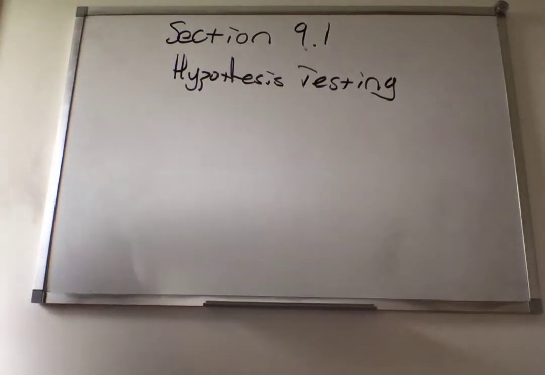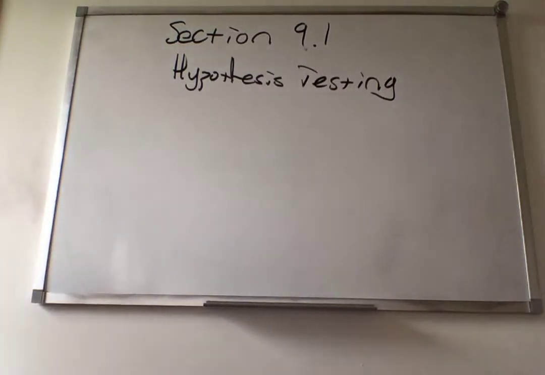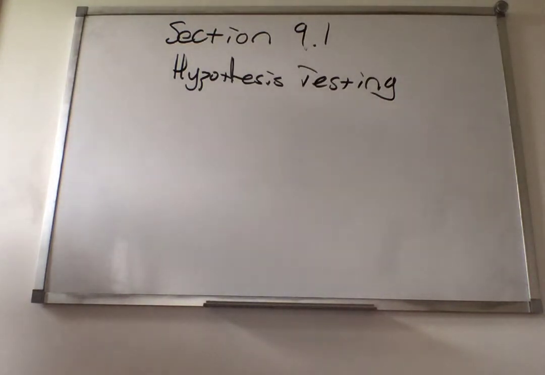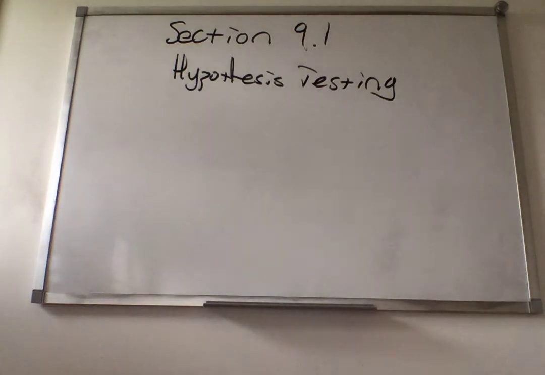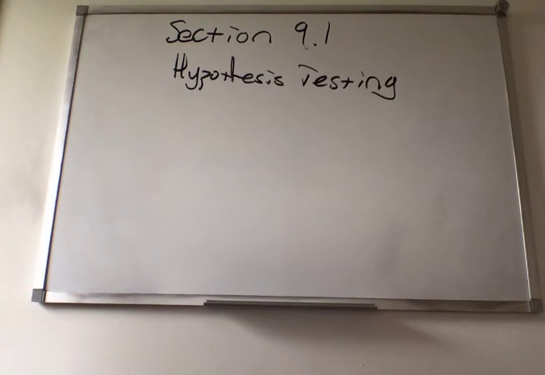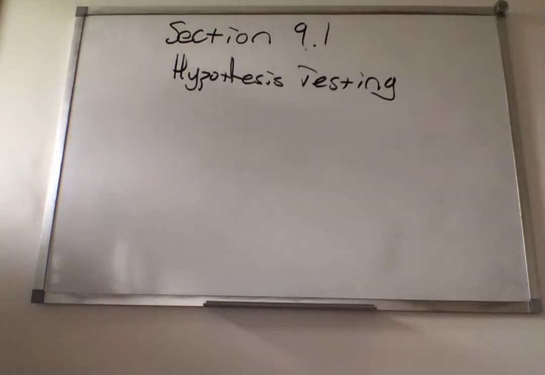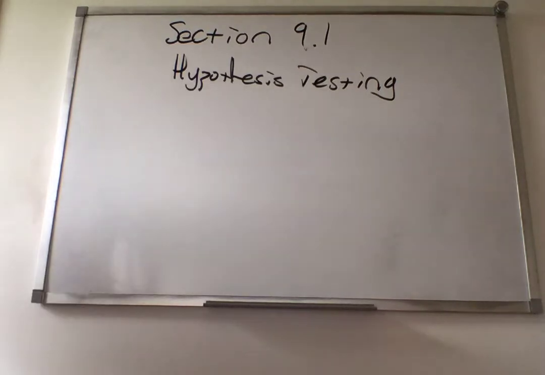Now this chapter is going to flow a lot like Chapter 8. In 9.1, we're going to go through the ideas and parts of a hypothesis test, just like in 8.1, we went through the parts and pieces of a confidence interval. And then 9.2 is going to be about the population mean when you know the population standard deviation. 9.3 is going to be the population mean when you don't know the population standard deviation. And then 9.4 is going to be about the proportion. So much like Chapter 8.